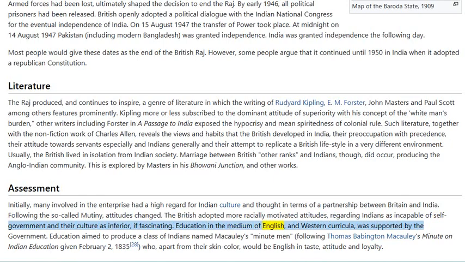Education in the medium of English and Western curricula was supported by the government. Education aimed to produce a class of Indians named Macaulay's Minutemen, following Thomas Babington Macaulay's Minute on Indian Education given February 2, 1835, who, apart from their skin color, would be English in taste, attitude and loyalty.